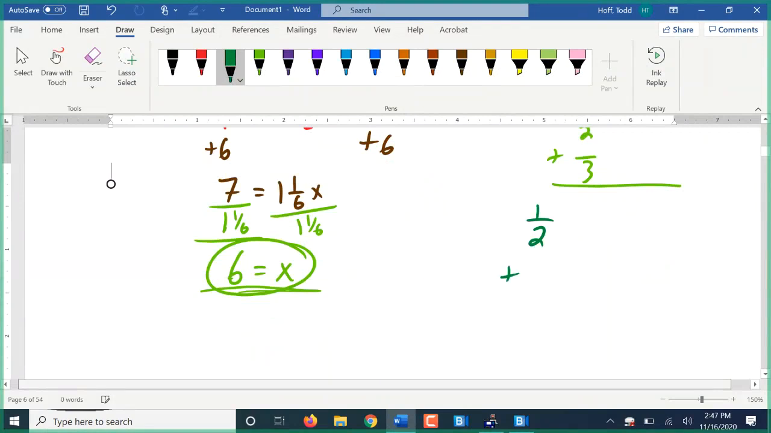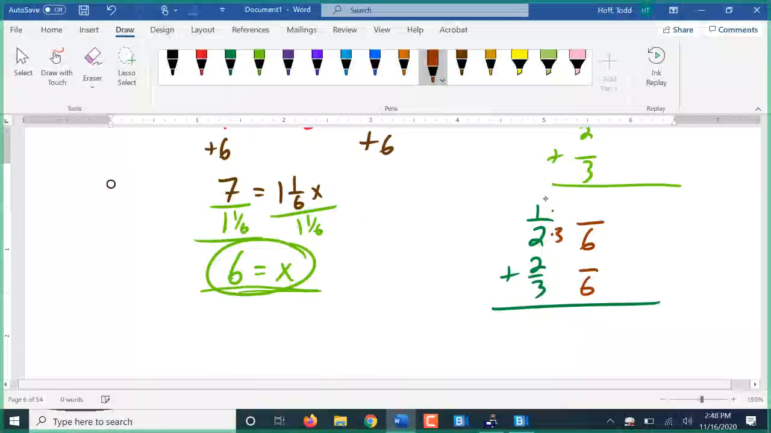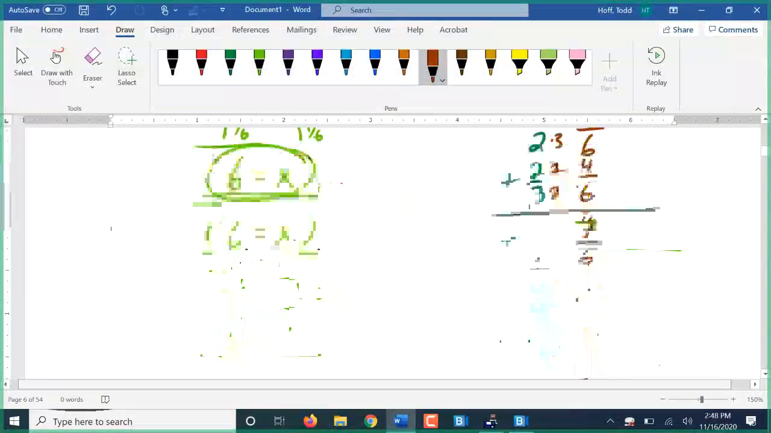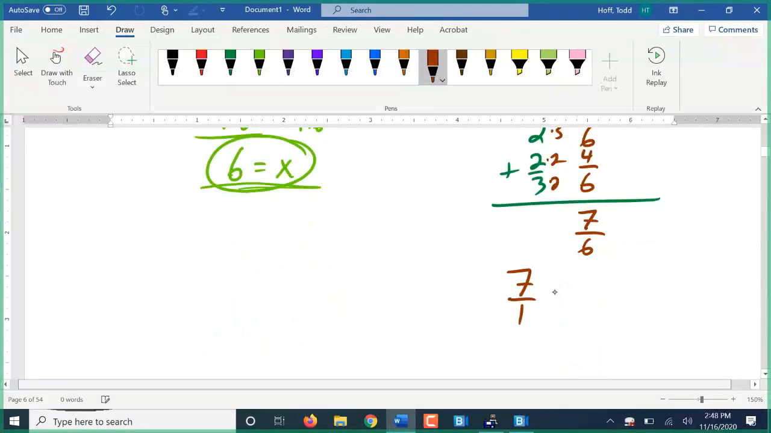So 1/2 plus 2/3. Common denominator will be 6. 2 times 3, so 1 times 3. 3 times 2, so 2 times 2. 3 plus 4 is 7/6. That's where I got the 1 1/6. So then it was 7 divided by 1 1/6, or 7 divided by 7/6. So that was 7 over 1 times 6 over 7. 7's cross-canceled to give us the 6 over 1.